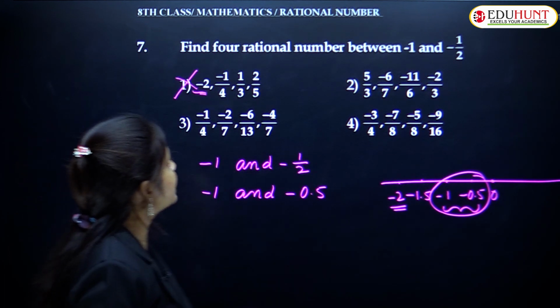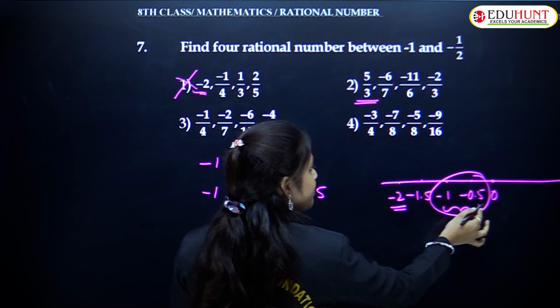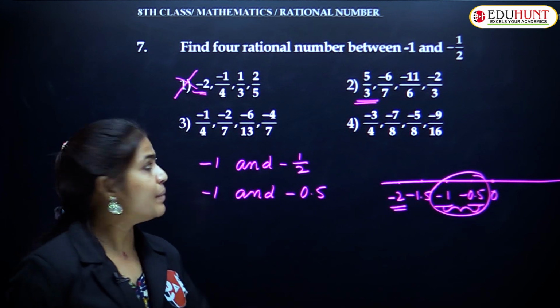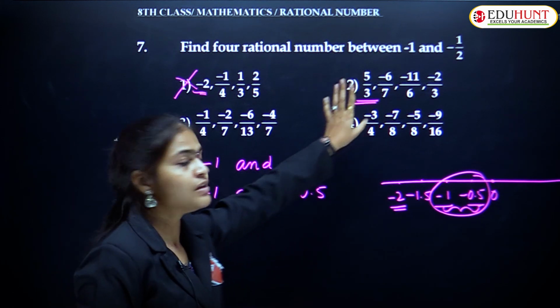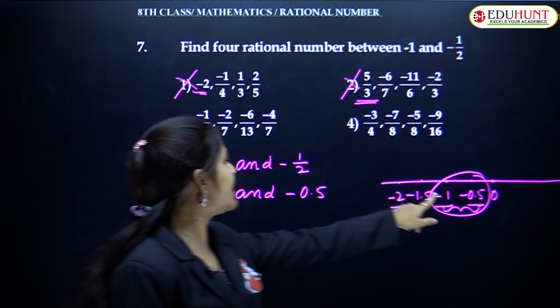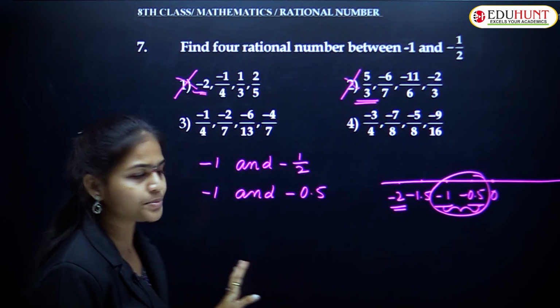Understand? So just check the next, second one. Here 5 by 3. So minus 0.5 and minus 1, those two are also negative numbers only, right? But here they have given a positive option. So that's why this is also the wrong option. A positive number does not lie in between these two negative numbers, no. So that's why we can say that is the wrong option.